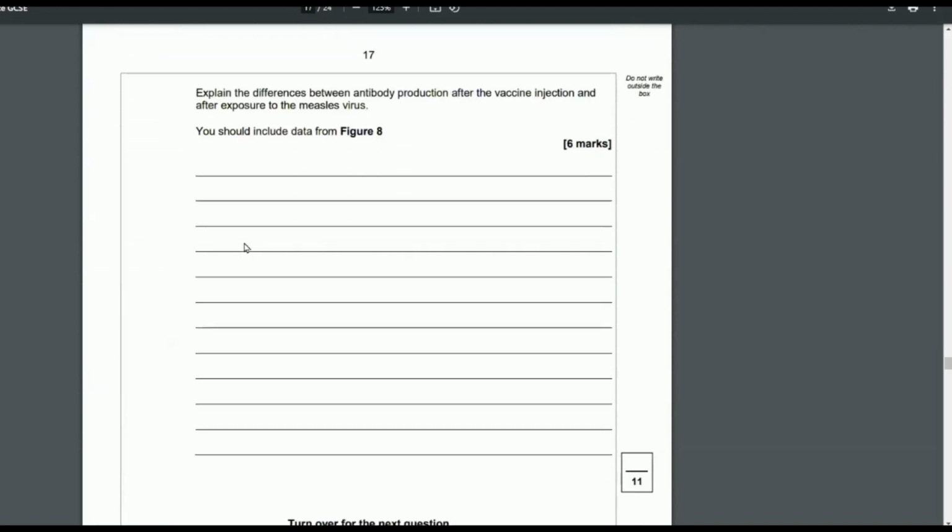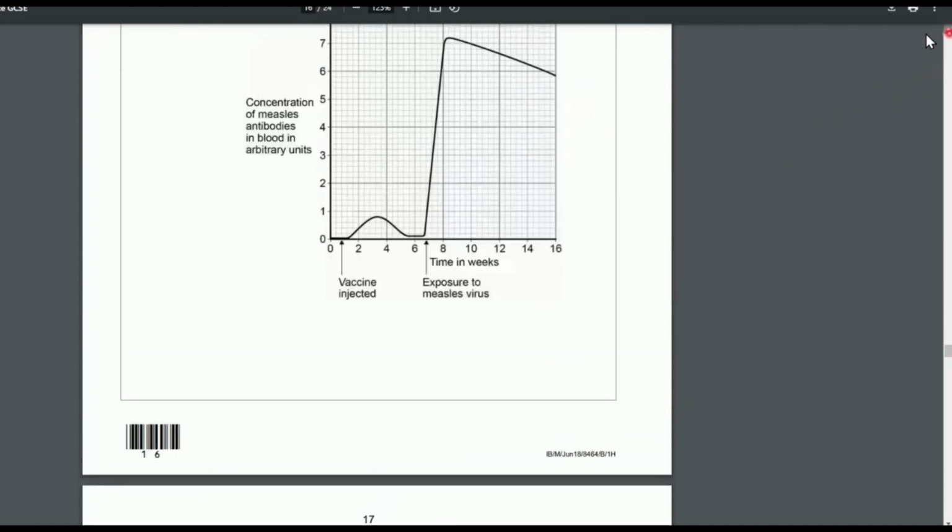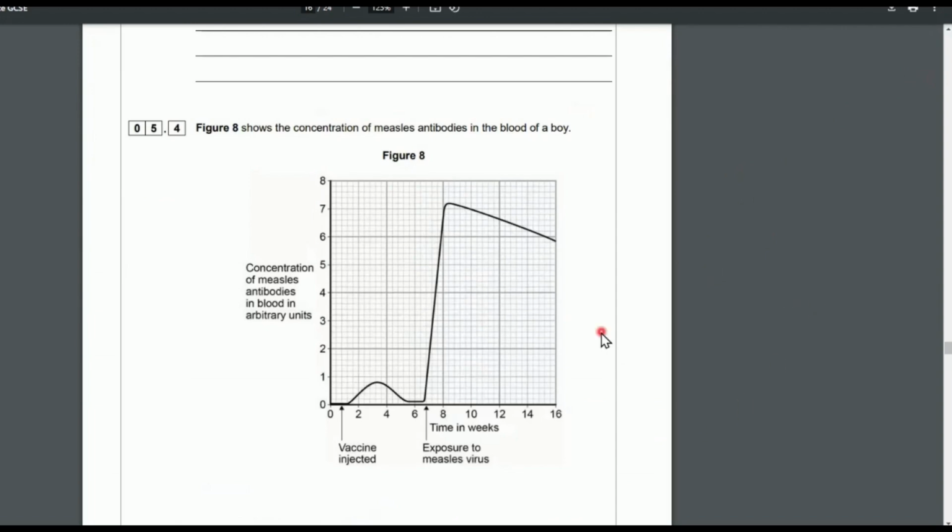6 marks? Explain the differences between the antibody production after the vaccine injection and after exposure to the measles virus. You should include data. I'm going to write my answer up here on the side. So after they were injected, what happened with the vaccine? We want to say the vaccine contained dead or inactive pathogens, so it contained dead or inactive measles pathogens.